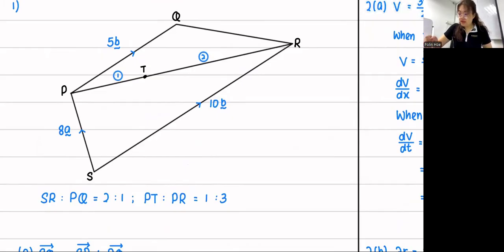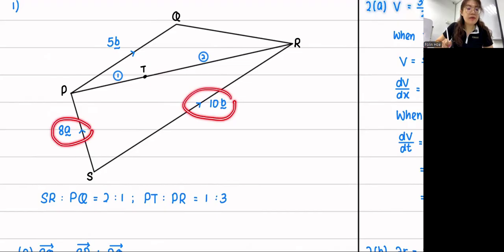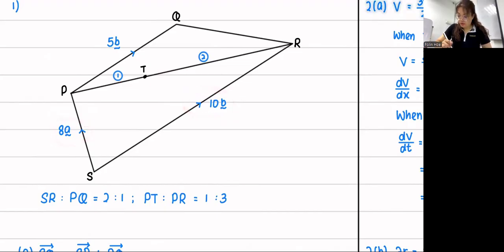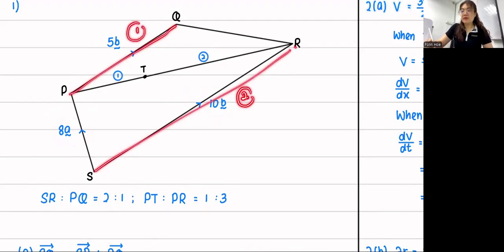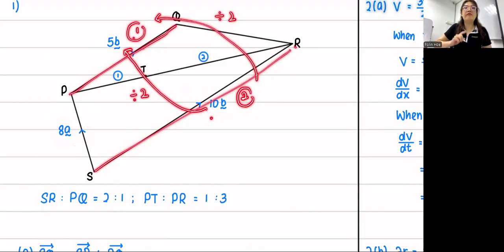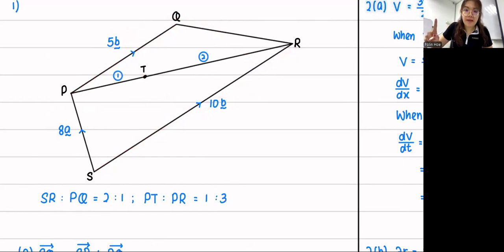We are given SR equals 10B. SR equals 10B. 再来 we have SP equals 8A. 然后我们有 SR to PQ is equal to 2 to 1. SR, this straight line, to PQ is ratio 2 to ratio 1. When the ratio is 2, the vector is 10B. When the ratio is 1, from here to here, I divide by 2. From here to here, I divide by 2 as well. That is why my PQ vector is equal to 5B.